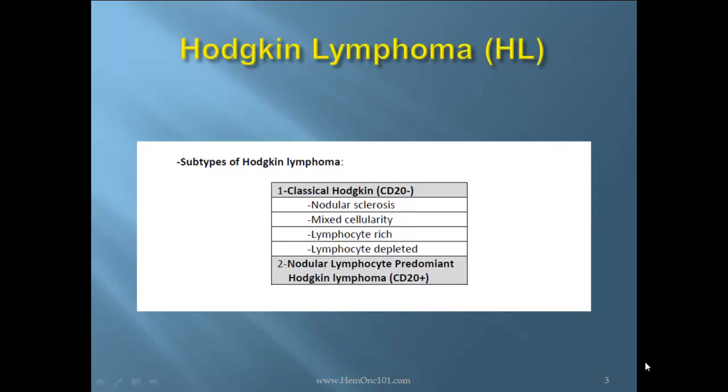The subtypes of classical Hodgkin's lymphoma include, 1, nodular sclerosis, next mixed cellularity, next lymphocyte rich, and finally lymphocyte depleted. These cells will be CD20 negative. The other major subtype is the nodular lymphocyte predominant Hodgkin's lymphoma, and this is the more indolent Hodgkin's, CD20 positive.